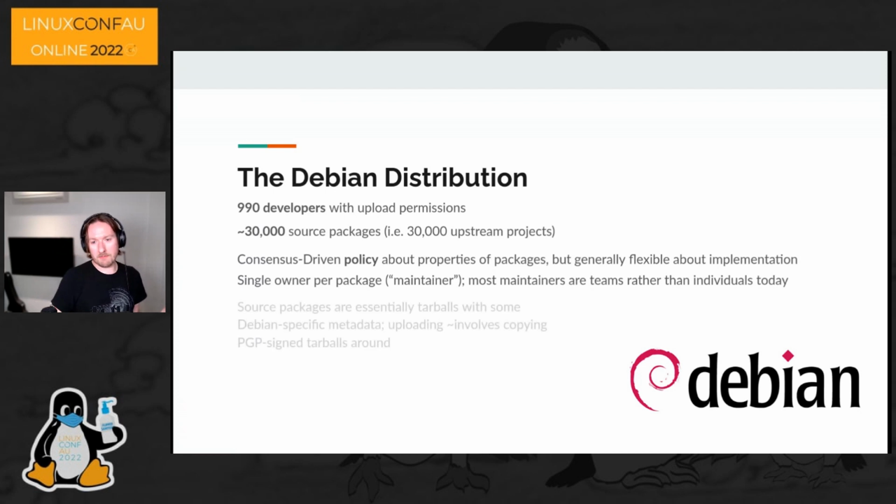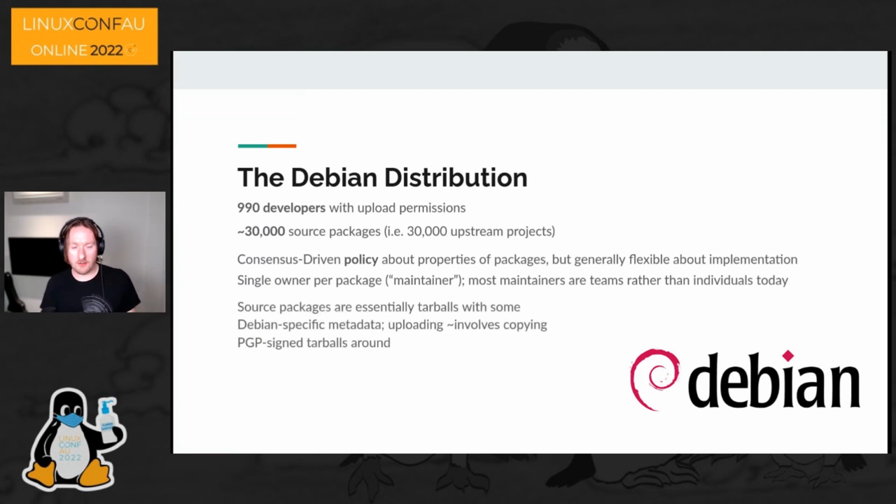And then source packages in Debian are essentially just tarballs with some Debian-specific metadata. And uploading a new version of a package generally involves copying some PGP-signed tarballs around.